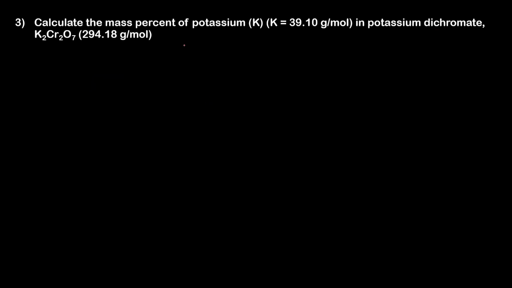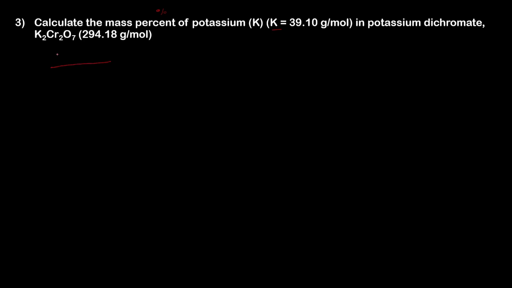calculate the mass percent of potassium. So we're asked for mass percent this time. The unit would be percent, of potassium, which has a molar mass of 39.10 grams per mole. So this is the K in the periodic table. And we want to calculate the mass percent of potassium in potassium dichromate, or K2Cr2O7, with a molar mass of 294.18. So in order for us to find the percent, okay, to get the percent, you actually have this.